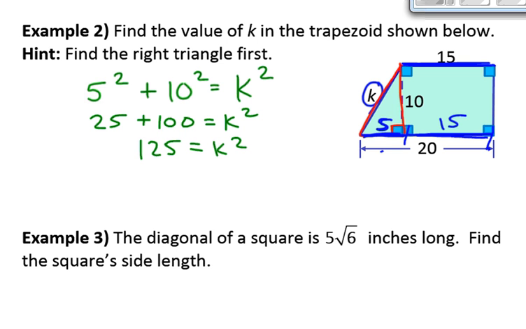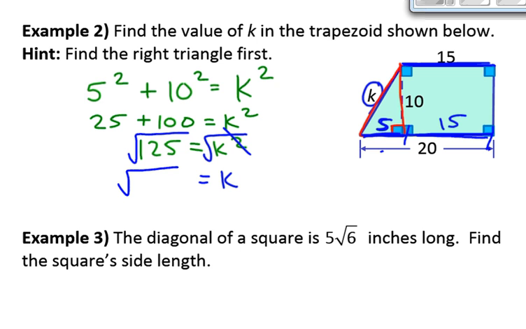Okay, now that we have both sides simplified, we want to get rid of the squared, so we take the square root of both sides. So the square root of k squared gives us just k. However, the square root of 125 is not a perfect square. So when you have a number that's not a perfect square, you have to simplify that.